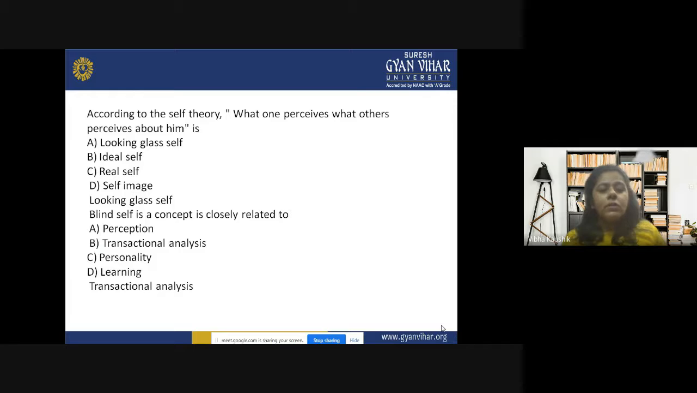Now the next one is, blind self is a concept closely related to A. Perception, B. Transactional analysis, C. Personality, or D. Learning. So the correct answer will be option B, that is transactional analysis.